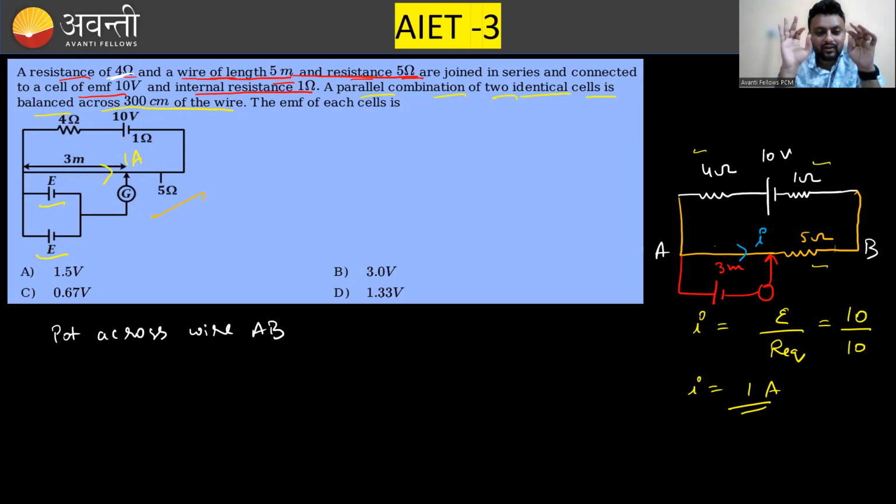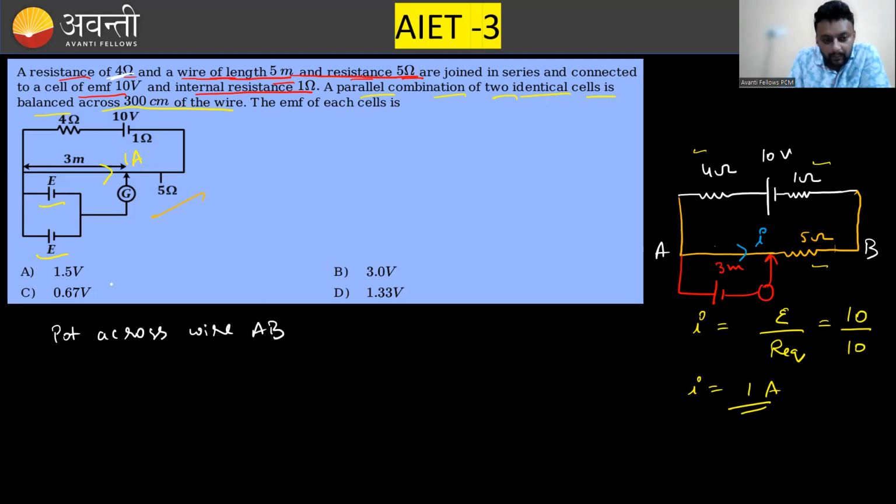How many of you are not able to understand that this question belongs to potentiometer? However, it is not mentioned anywhere in the question. If you can't recognize that this is a question based on potentiometer, then it will be very difficult for you to solve. So this question belongs to the category of potentiometer.